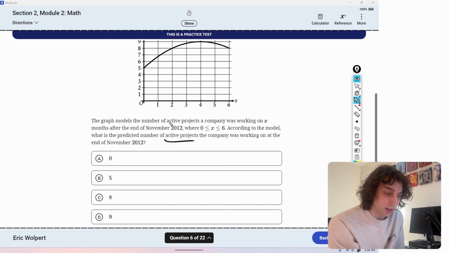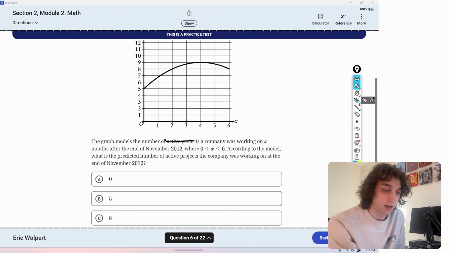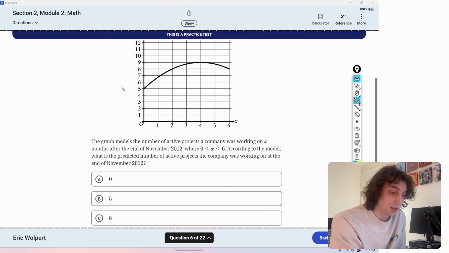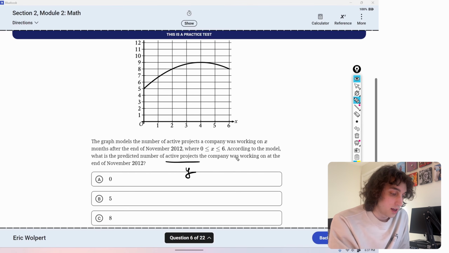Well, we're modeling the active projects x months after November. The thing that we are modeling with a function or with a graph is the y. The y is your dependent variable: inputting some number of months, the function outputs or models the active projects. So the projects is y. When they ask what's the predicted number of active projects, that's asking, what is the y? Solving for y at the end of November 2012, well, the end of November 2012 is x equals 0. So we're solving for the y when x equals 0. That is just your y-intercept, which is 5.